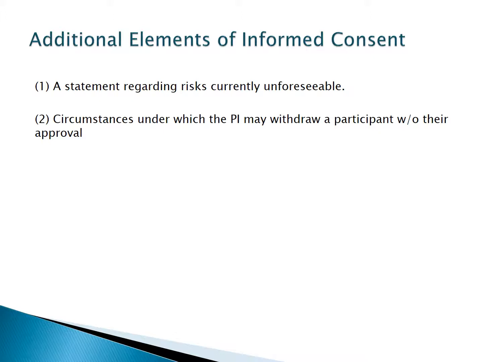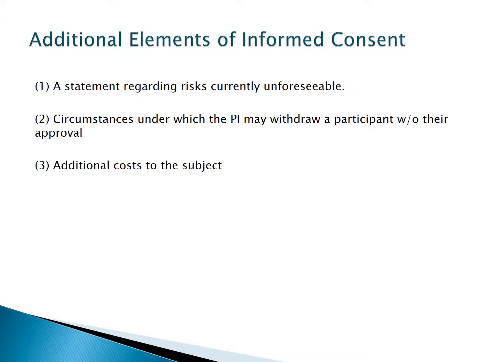There are circumstances, and we'll talk about this again later in the semester, in which the PI, the principal investigator, may withdraw a participant without the participant's approval. Typically, this is if the risk is really high and something has happened to the study where people are at risk of very serious things such as permanent disability or death. So the PI can withdraw participants whether the participants like it or not.